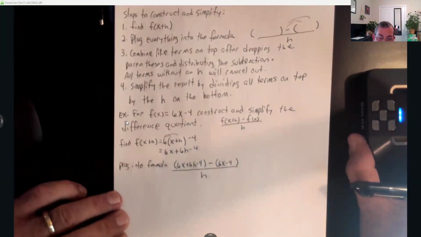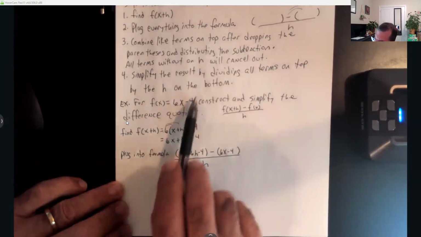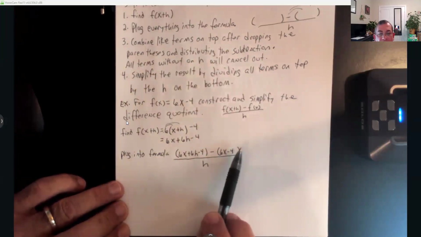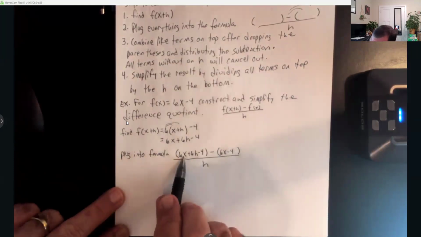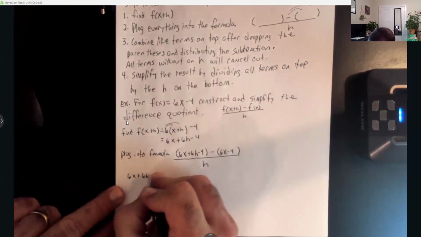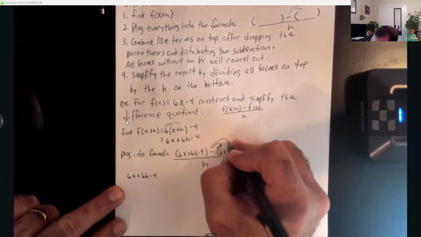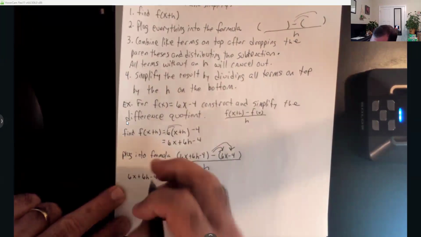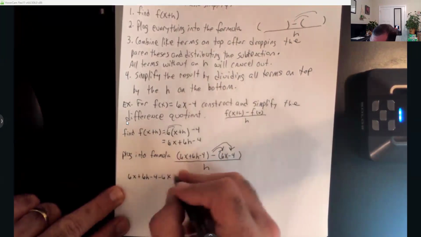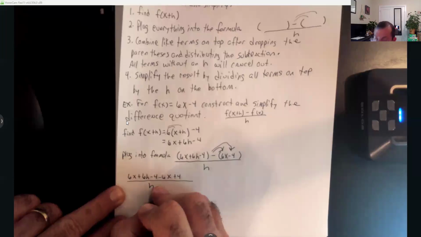Now, you'll find shortcuts later in life on these. But I'm going to do what I said here. I'm going to drop the parentheses, and then I'm going to combine like terms on the top. So, dropping parentheses, you'll have 6x plus 6h minus 4. Now, y'all distribute the negative. So, negative 6x, and then negative times negative makes that a plus 4, all of that over h.